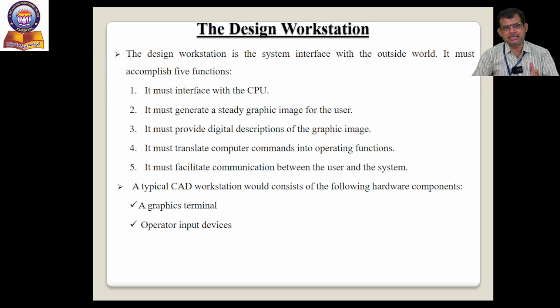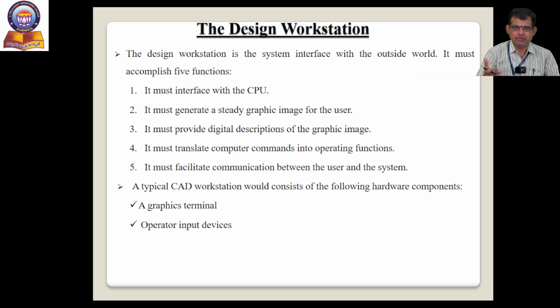It must generate a steady graphic image for the user. No clumsy or movable component. A steady graphical image is created on the screen. It must provide a digital description of the graphic image. Once you click on the image, how it is prepared out of its length, width, height, every piece of information it will display. It must translate computer commands into operating functions. Means you are typing something that will be displayed accordingly on the screen. Rectangle, it will show you the rectangle, like that operating function.